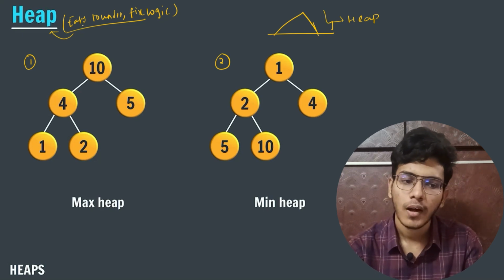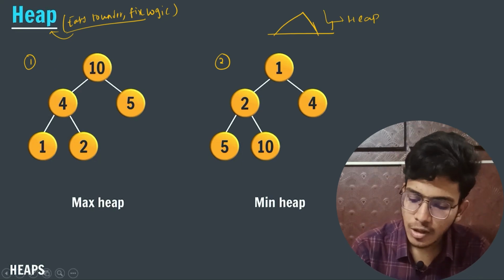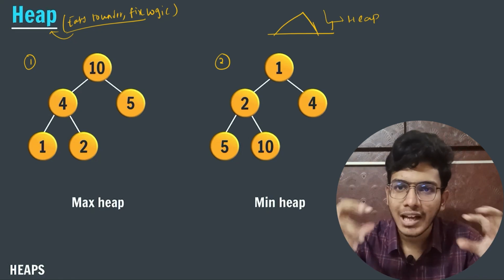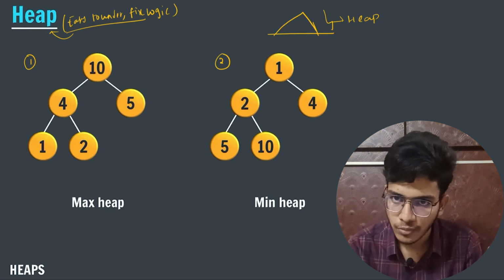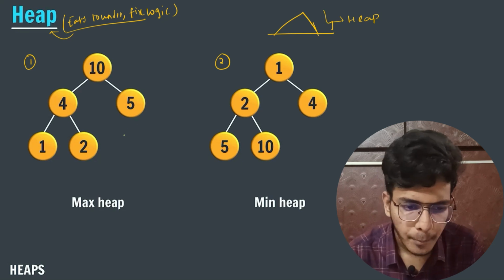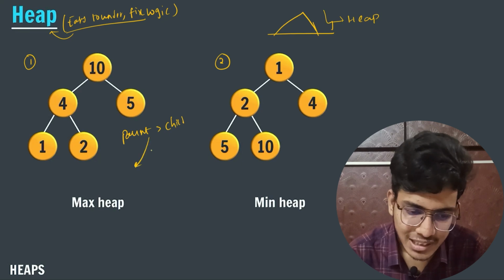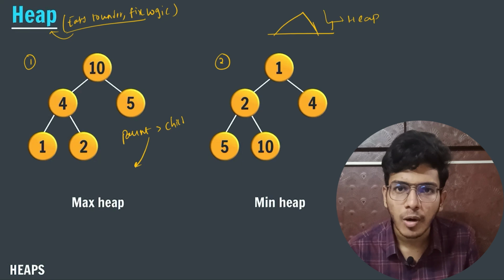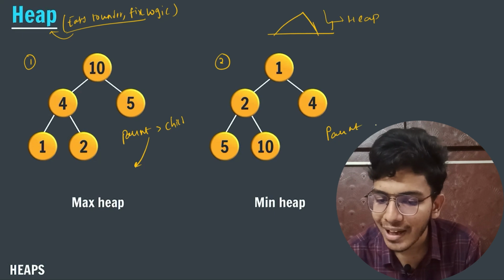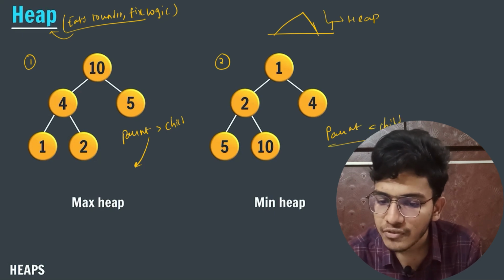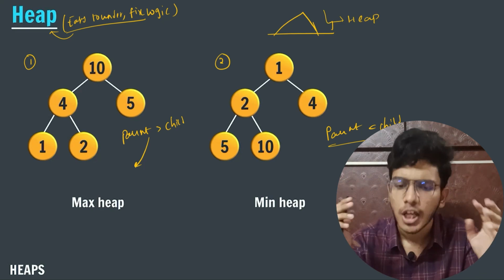Okay, now we have two different types of heaps, max heap and min heap. In a max heap, the root element will have the highest value, and whatever elements come underneath in my binary tree, those values should be less than my root node. In other terms, the parent value should be greater than the child value. If this condition is satisfied for my whole tree, then it is a max heap. In a min heap, my parent value should be less than my child value. If this condition is satisfied for my whole binary tree, for my whole given structure, then it is a min heap.